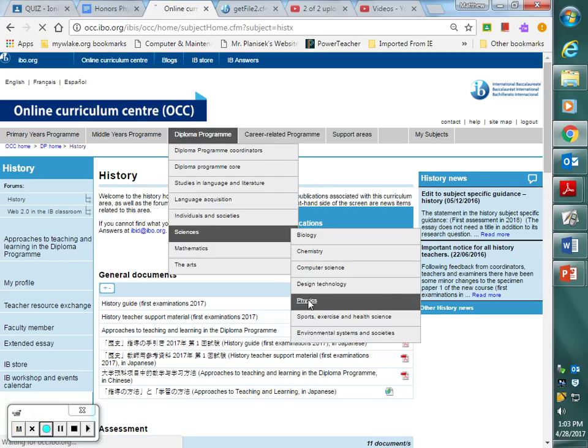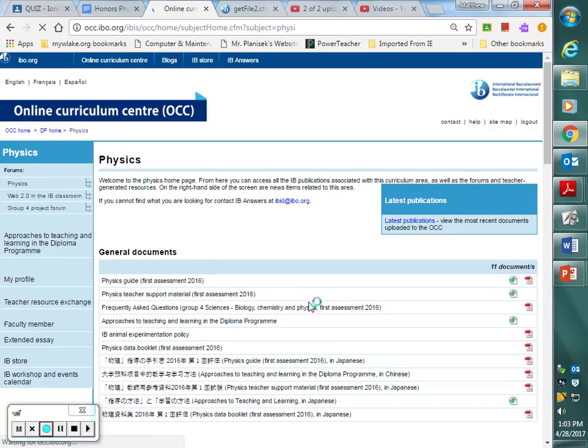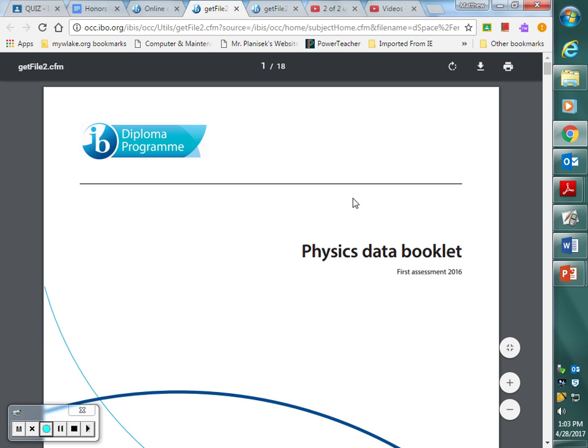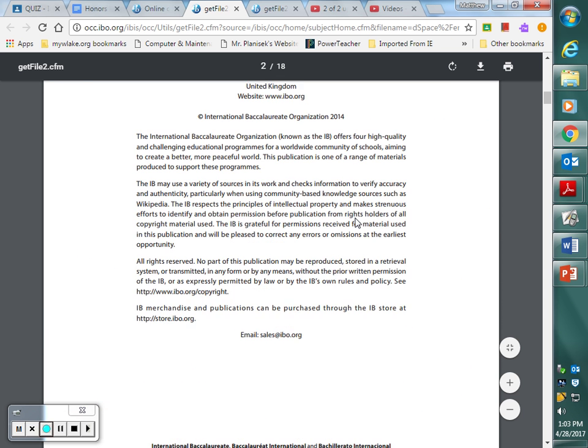Is that a light? That is a variable resistor, not a light dependent resistor, but a variable resistor. One of the things I was going to show you is that your data booklet has all the symbols, and here they are. What does variable mean? It means that it changes, that you can change it, just like a variable in math class is something that changes.